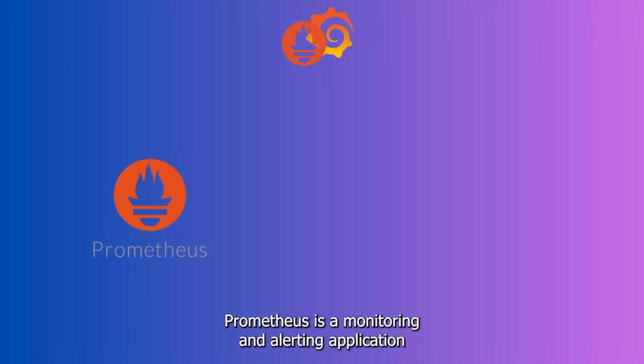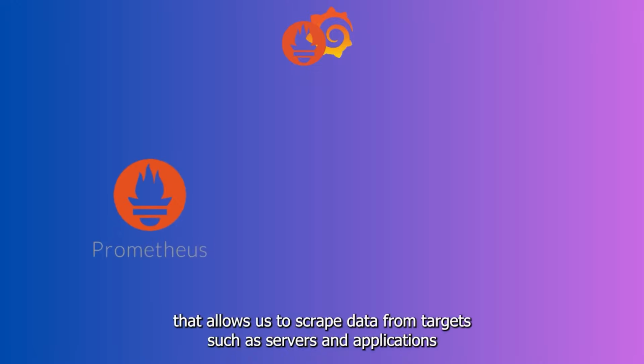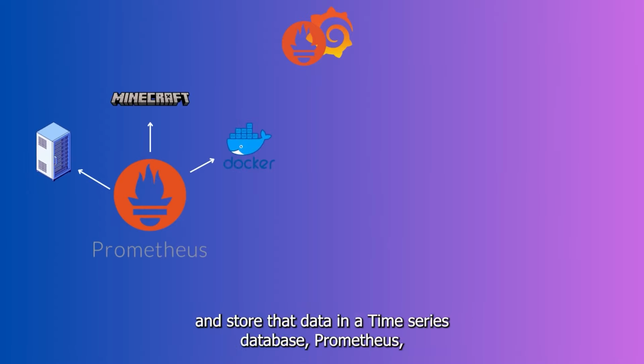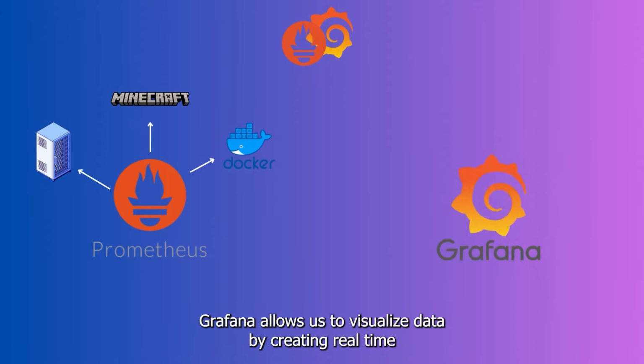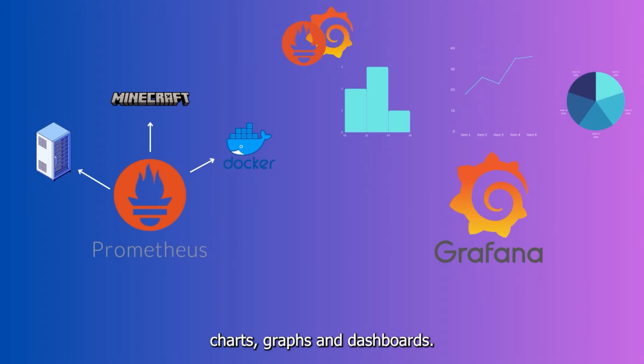Prometheus is a monitoring and alerting application that allows us to scrape data from targets, such as servers and applications, and store that data in a time series database, to then later be queried and analyzed by some other system or application. Grafana allows us to visualize data by creating real-time charts, graphs, and dashboards.